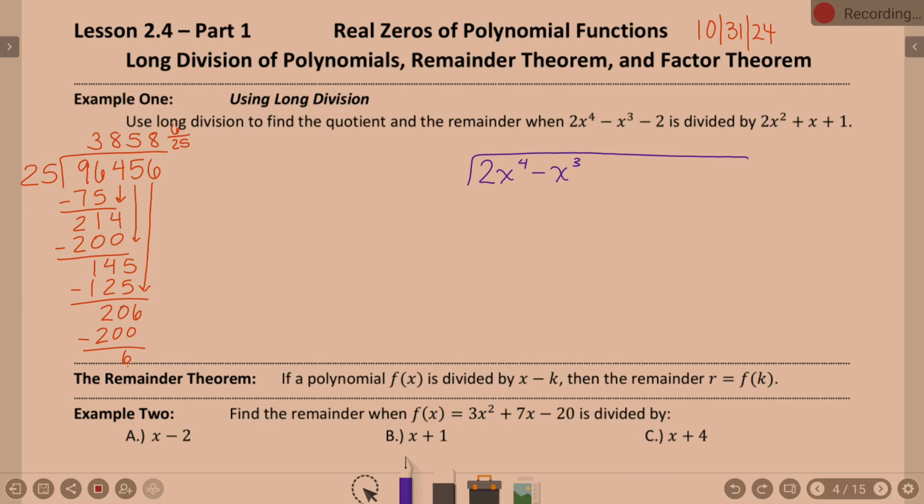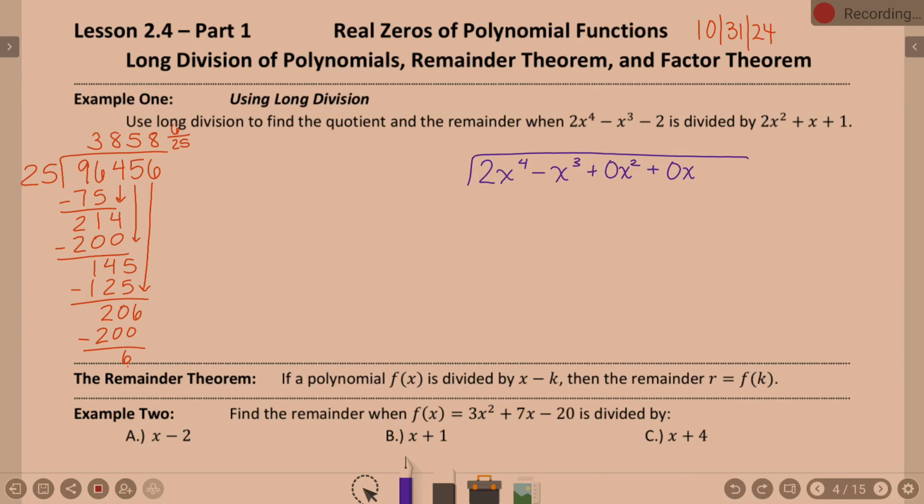We start with an x to the fourth term. Then we had an x to the third term. What should follow an x to the third term? An x squared term. Does this problem have an x squared term? Nope, so you have to put a 0. So we're going to say plus 0x squared. What should follow an x squared term? An x. I don't have one, so plus 0x. What follows an x term?